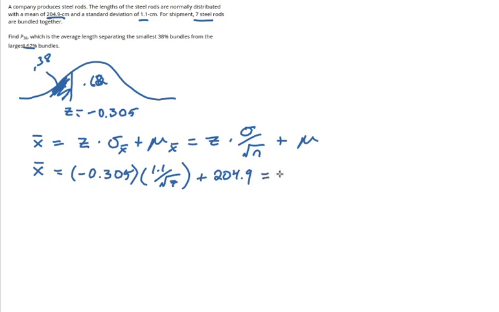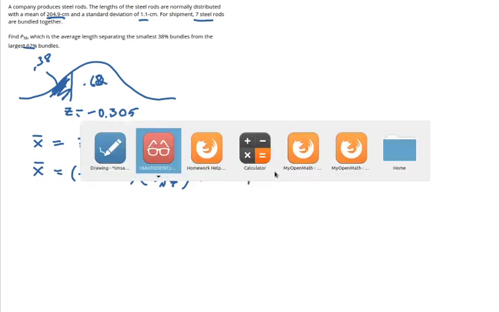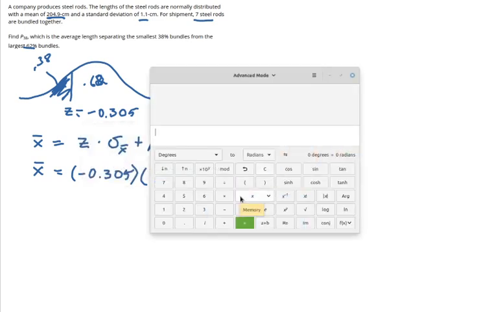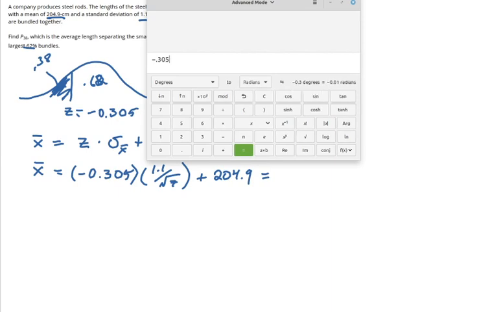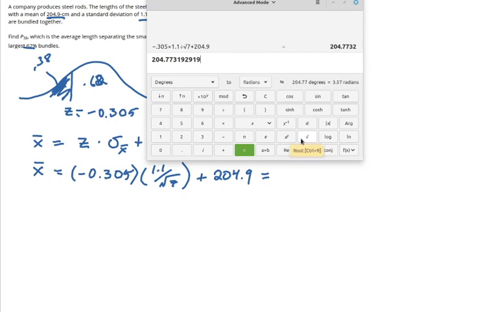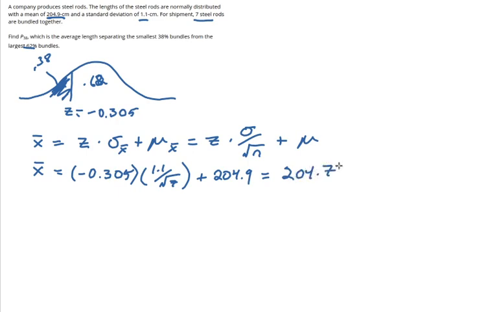And throwing this all into your calculator, let me do that. And if you have a TI-30X2S, you can plug yours in the same way that I'm going to do mine, or really any scientific calculator. So negative 0.305 times 1.1 divided by the square root, find your square root button, of 7 plus 204.9. And I get 204.77.